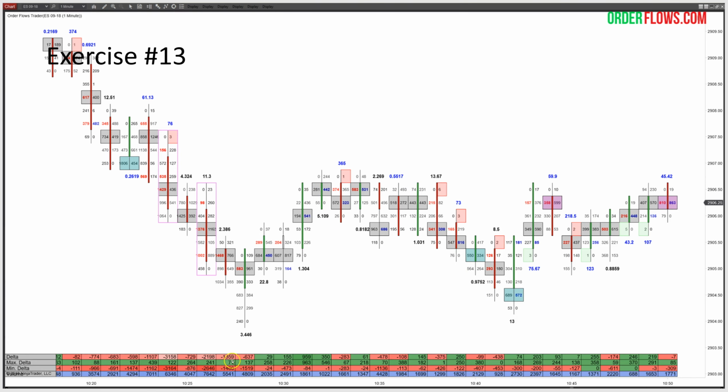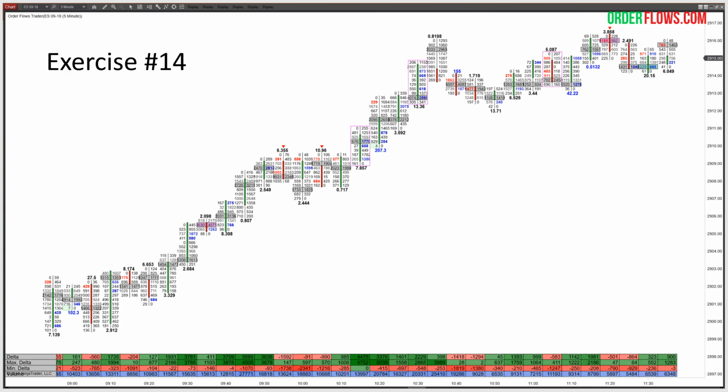I mean, you can see the delta getting weaker. Honestly, I would expect the move to be more up, but I want to put this chart in there so you can see, there's times where unfortunately the market doesn't always do what you expect it to do. Sometimes it just ends up going sideways. Okay, so exercise number 14. Just take a moment.